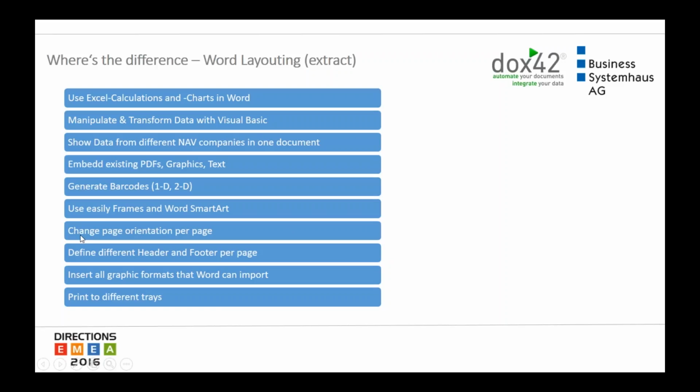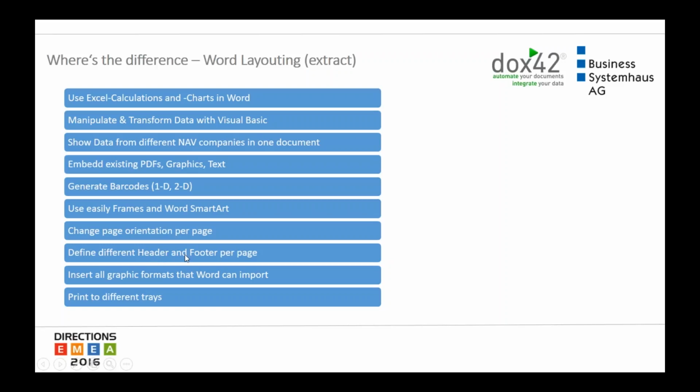Another thing is changing page orientation. If your customer is asking you today to change the orientation for a certain report because you need some more columns, this is taking a lot of effort in the NAV report. In Word it's just one click, and you can change this to portrait or landscape, and you can also change it within one document. So the first page could be landscape, the second page could be another orientation, and back and forth. I will show one example of this in my demo.